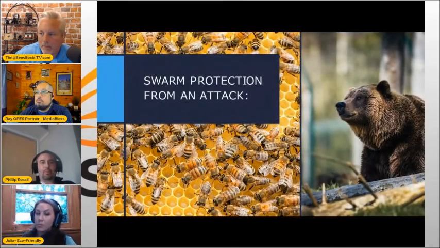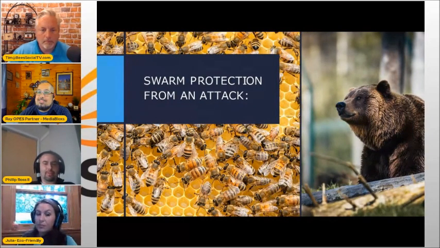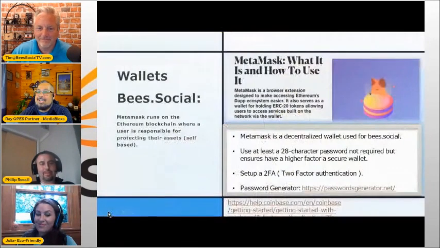Yeah, so we want to protect the swarm basically from attacks, and I just put this little thing in there just to be a little silly.